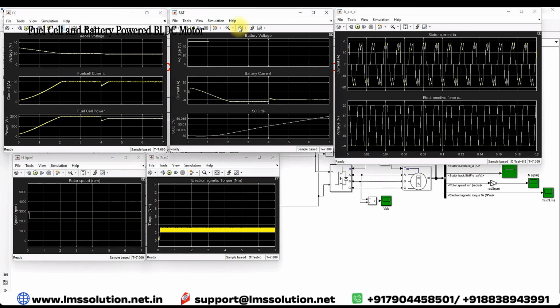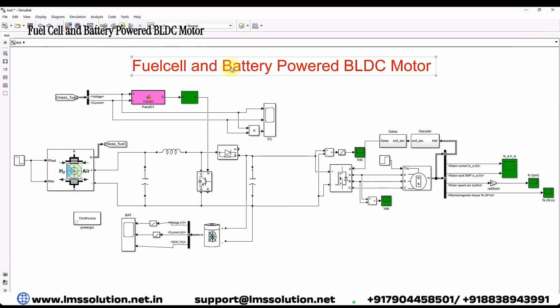Here you can see this is the battery voltage, this is the battery current. The battery keeps on charging, and also the charging current level will be decreasing, depending upon the power generation from the fuel cell. And then here you will see that this is the stator current of the BLDC motor, and then this is the EMF, electromagnetic force. This is the possible simulation result from this fuel cell and battery powered BLDC motor. So this is the working of this fuel cell and battery powered BLDC motor.